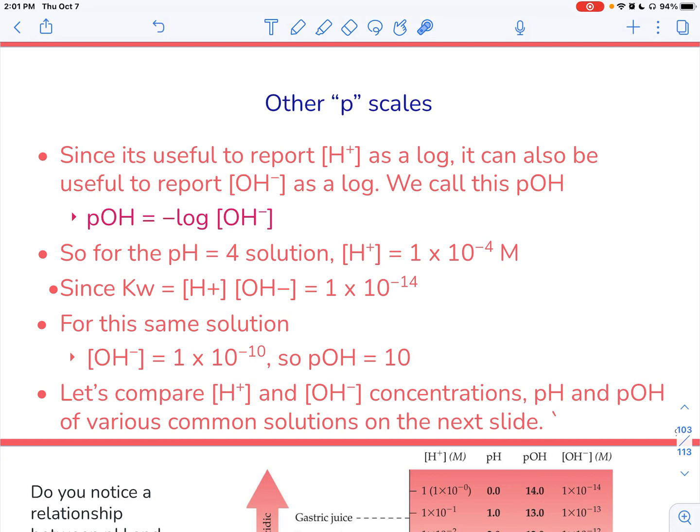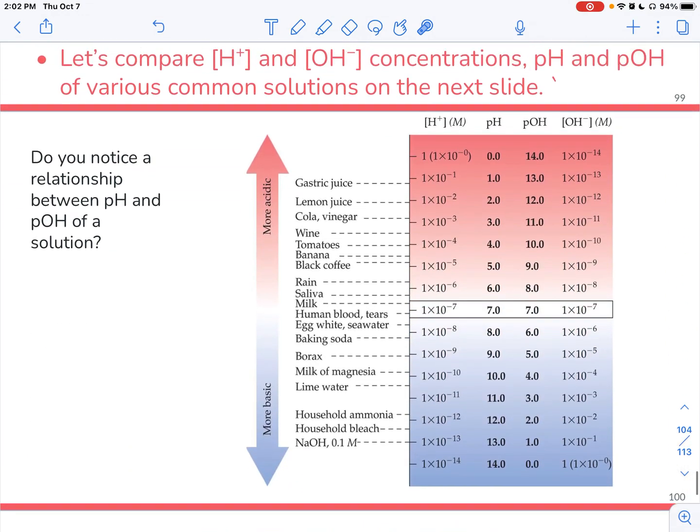What's nice is that they are super related. Because we know Kw, like for example, with the H plus we just did, when the H plus was 1 times 10 to the negative 4, we can use this formula, plug in the H plus, plug in Kw, and we know that OH minus would come out to be 1 times 10 to the negative 10, and pOH would then be 10. You take the negative log of that. Okay? So you might notice something here, but if you don't, you can take a look at this chart.